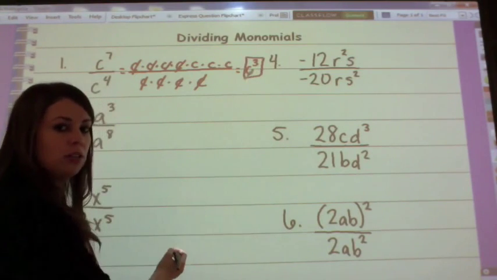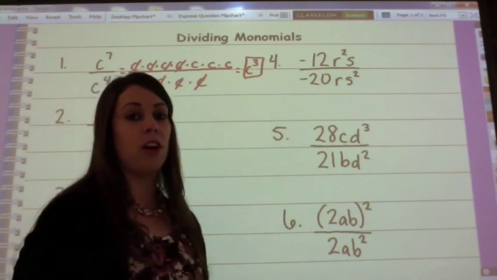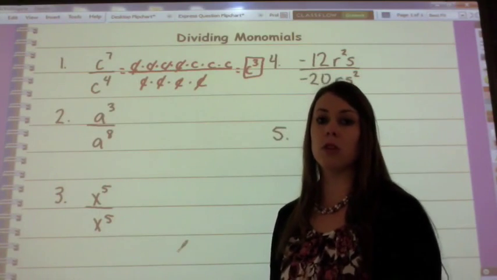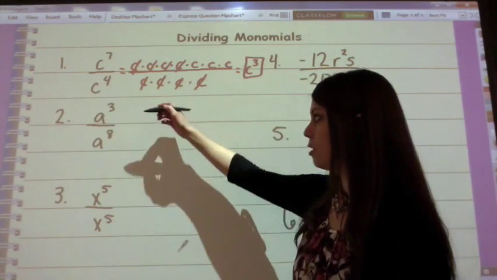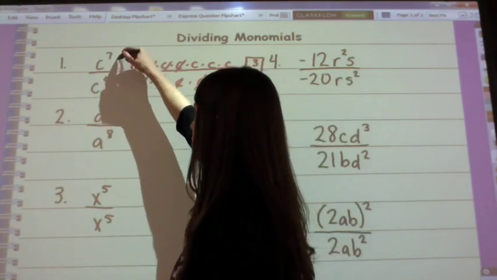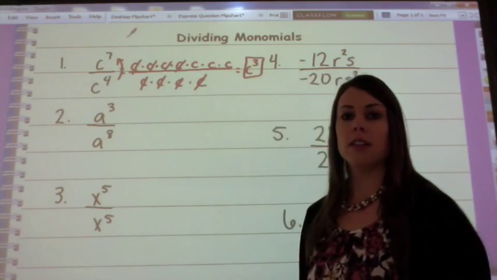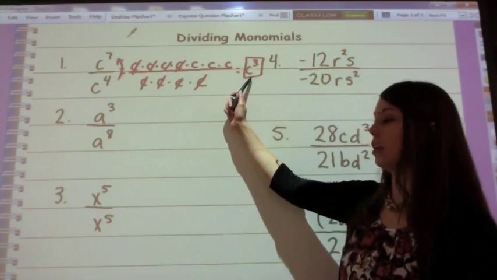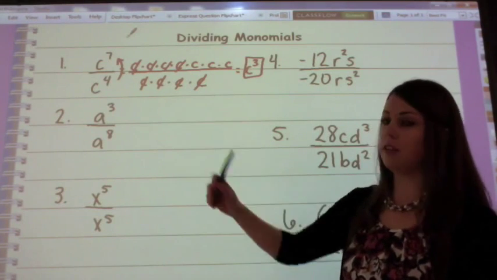Now you wouldn't want to do that if your exponent was a lot larger. You would want to just use the rule. And so the rule is to subtract the smaller from the larger. So we're going to subtract 4 from 7. 7 minus 4 is 3. So we have c cubed. Let's look at the next one.